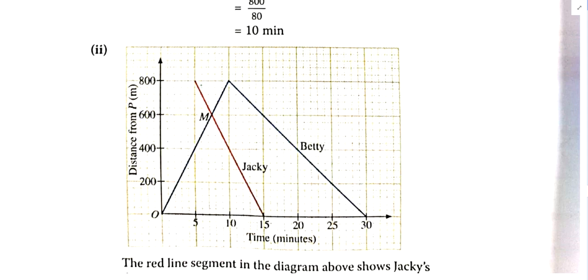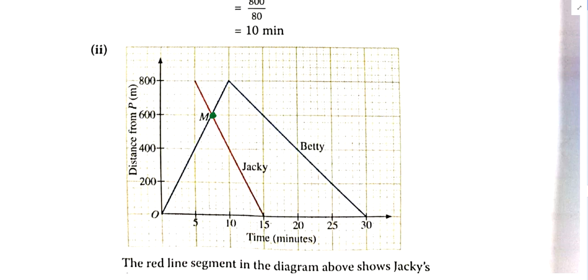Point M? What's so special about point M? They meet each other. Okay, but why are you so sure that they met each other at point M? They intersect at the same point, right? So this tells me that for Jackie, when time equals 7.5, he was 600 meters away from P, the origin. For this girl, Betty, at the same 7.5 minutes, she's also 600 meters away from point P.